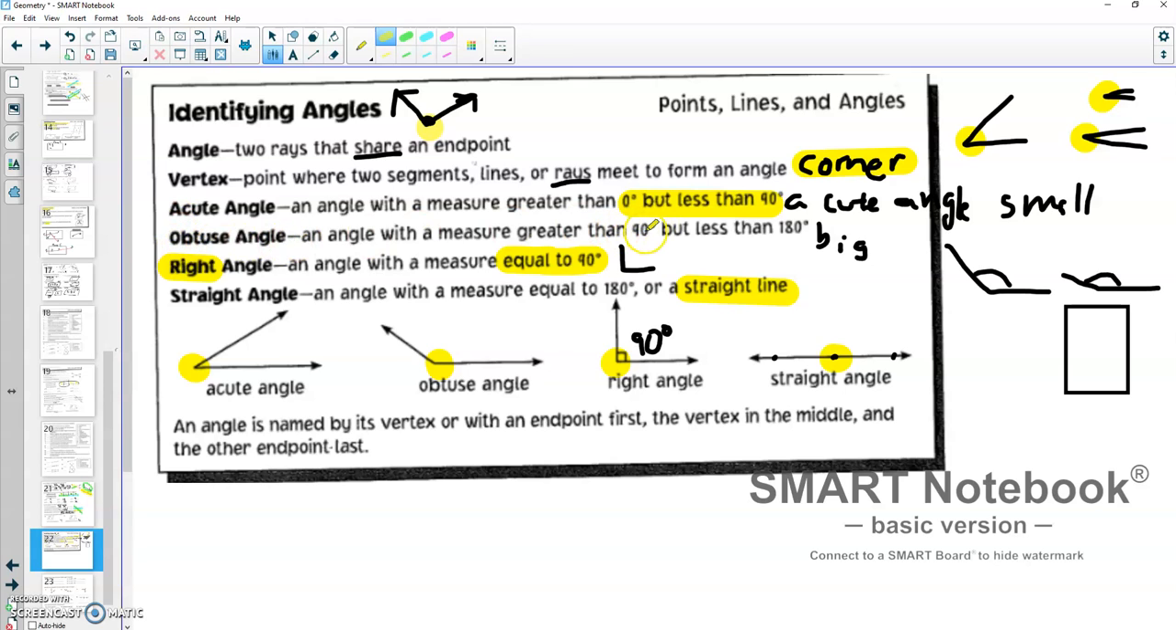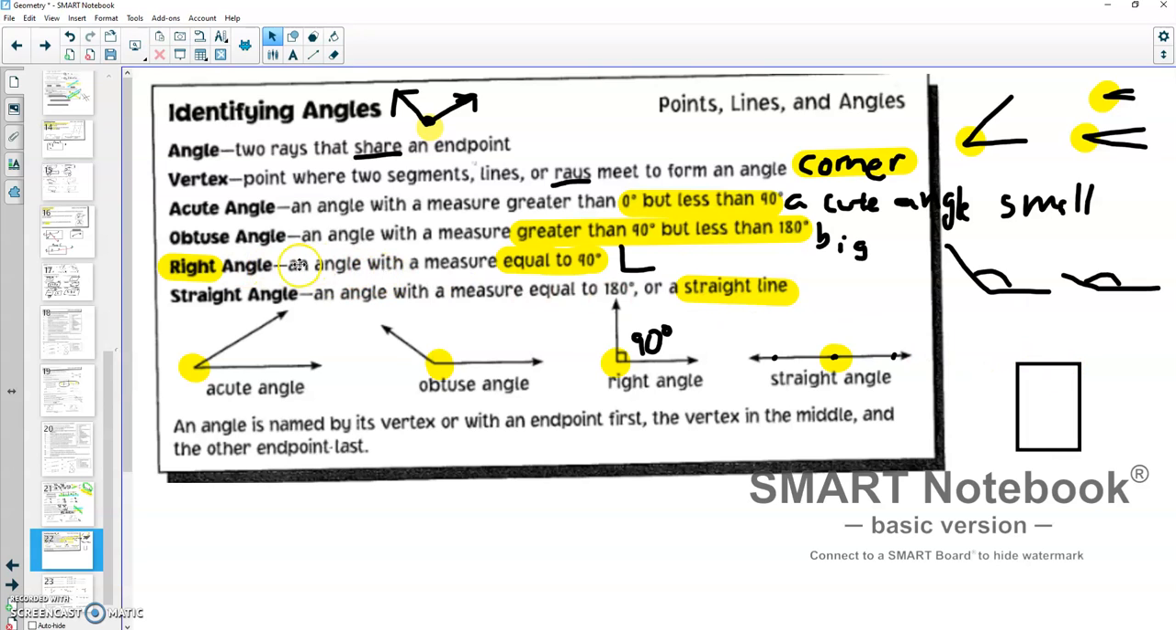Obtuse angle. It's greater than 90 but less than 180. This is what we want to think of as the big angle. It is going beyond 90 degrees. If I took my piece of paper, put it at the corner, lined it up, we can see that angle goes beyond 90 degrees, thus being obtuse. Same thing over here, same thing over here.